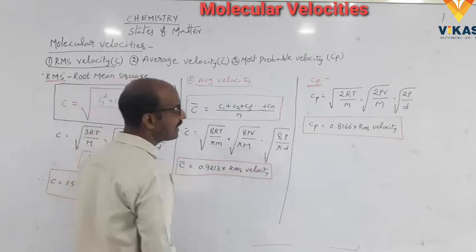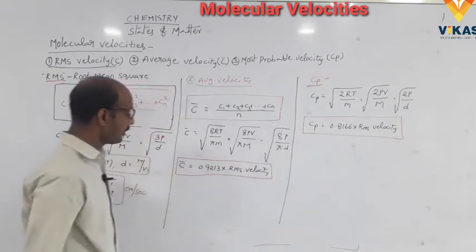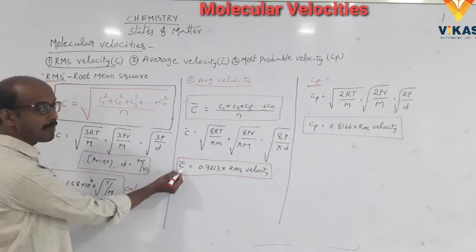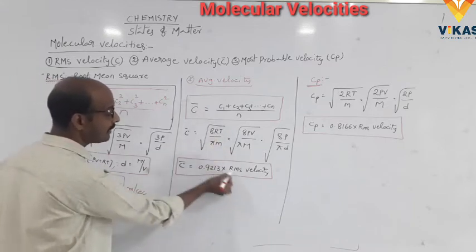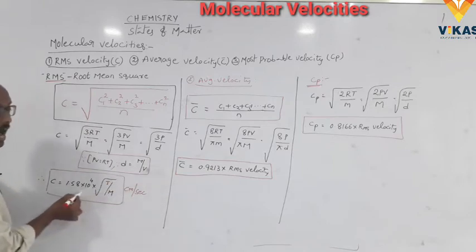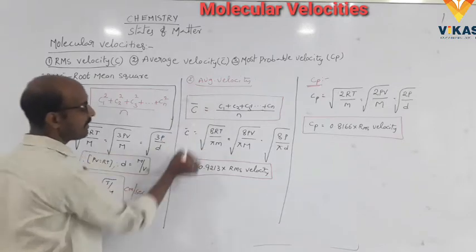So finally we get the 8P by pi D. So finally we get the average velocity C bar is equal to 0.9213 into RMS velocity. This value is multiplied with the RMS velocity and we get the average velocity.